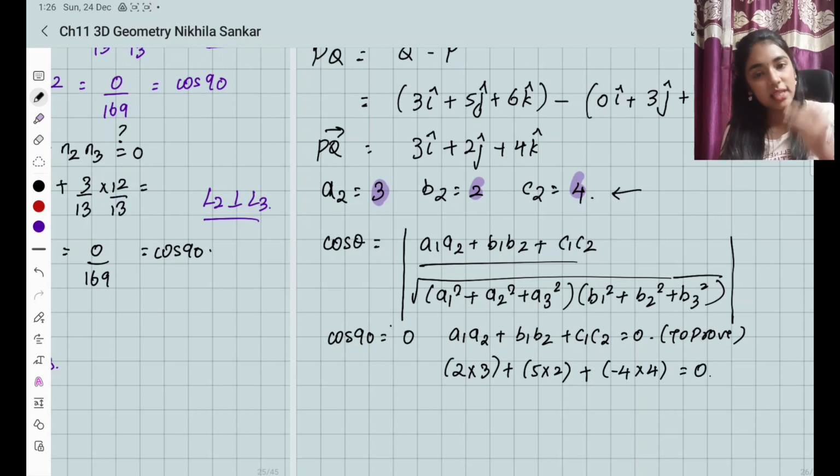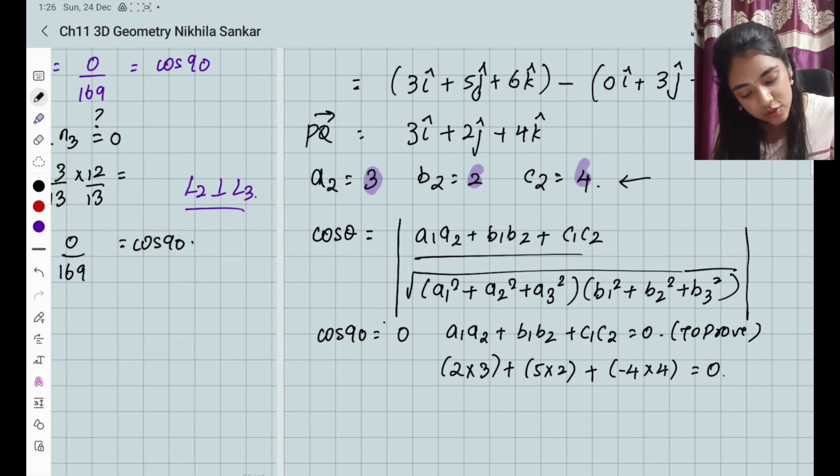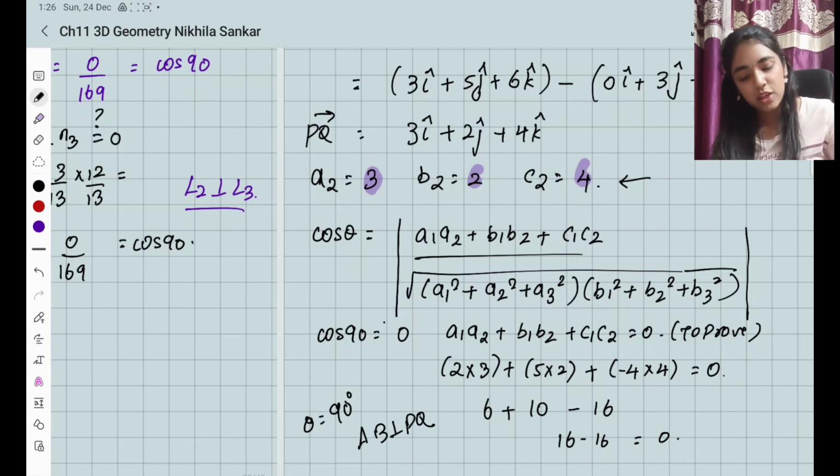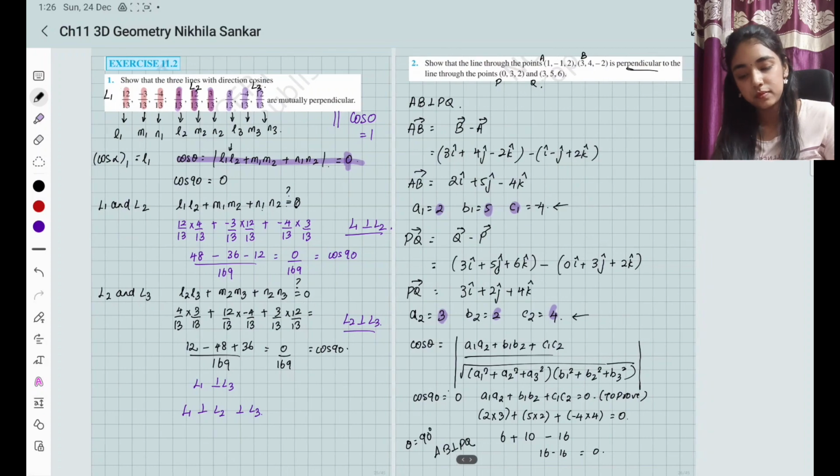If the answer does not come, go back immediately and check where it is wrong. So this is going to be 3 twos are 6 plus 5 twos are 10 minus 4 fours are 16. So this is going to be 16 minus 16, which is 0. So we proved that theta equals 90 degrees, which means AB is perpendicular to PQ. Okay, please copy.